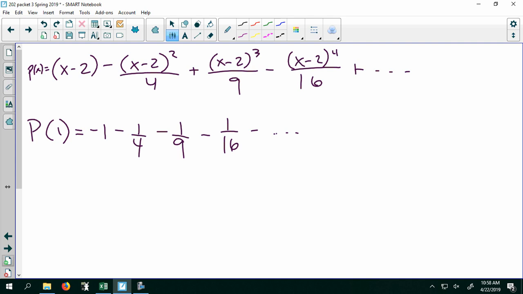They're not alternating. You can't use the alternating series test. Use the absolute convergence test. If you take the absolute value of all these terms, you get a p series that we know converges. So I'm not going to write out all the details, but I'm just going to say this converges by the absolute convergence test.